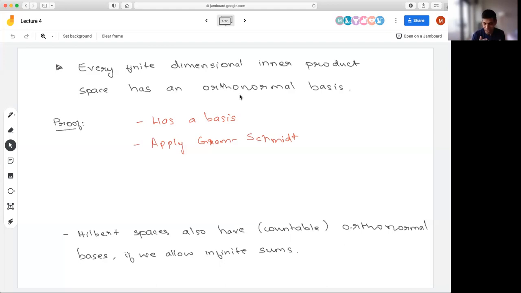Infinite sums are just defined as limits of a series. In fact, this basis itself is a countable set, and this is called the Hilbert basis. Okay. Any questions so far?